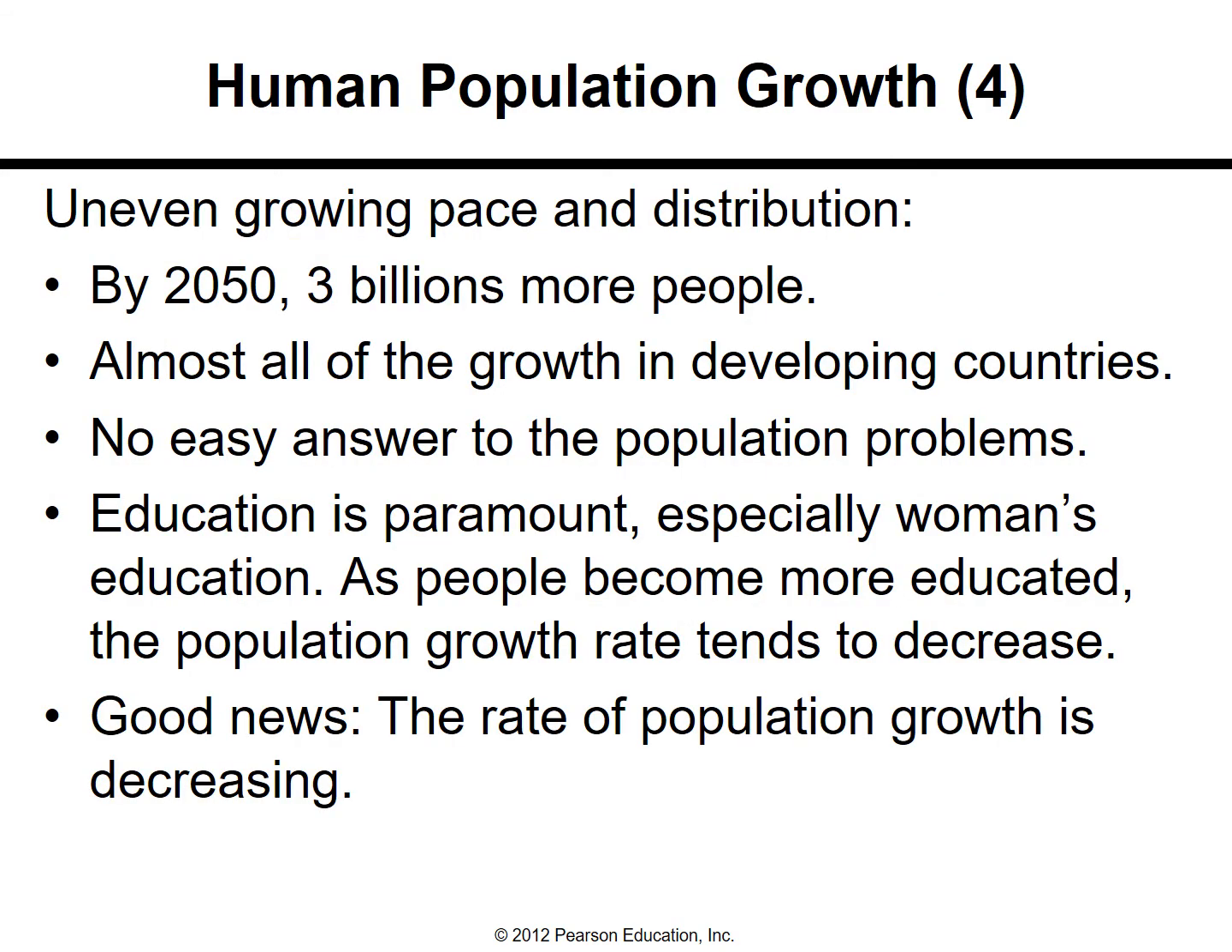The thing I want to say about human population growth is to recognize that we're going to have uneven growing pace and distribution. By 2050, we're going to have 3 billion more people on Earth, which means we'll get up to about 10 billion people. Almost all of that growth is occurring in developing countries. Not only developing countries, but most of that growth is within developing countries.